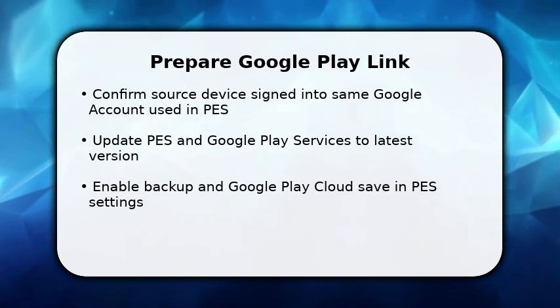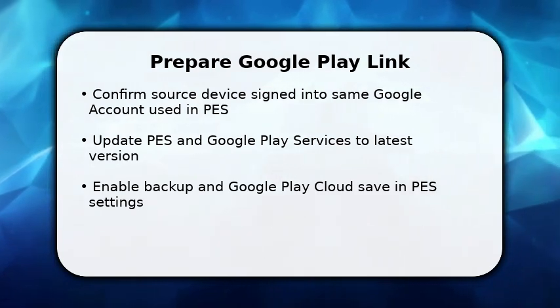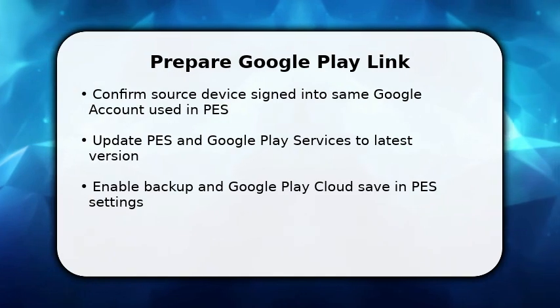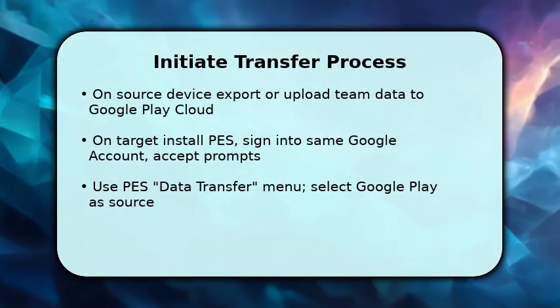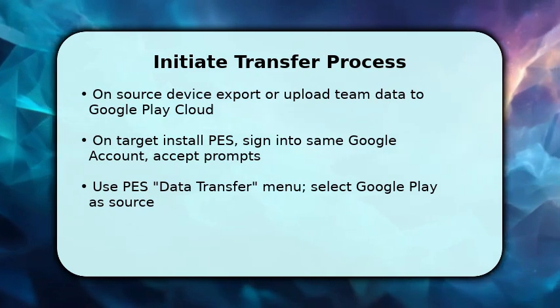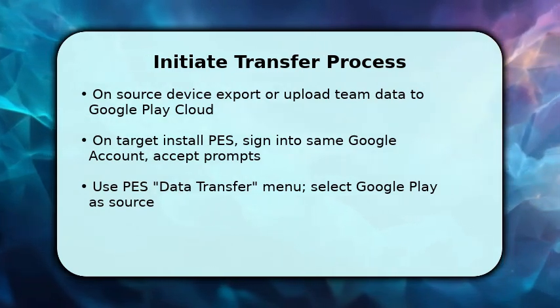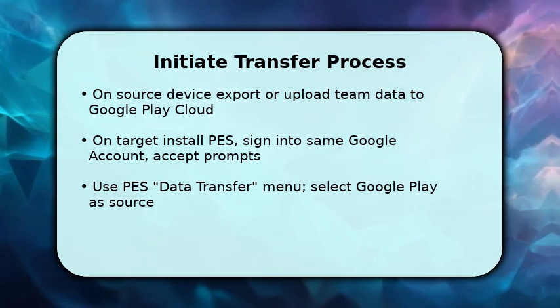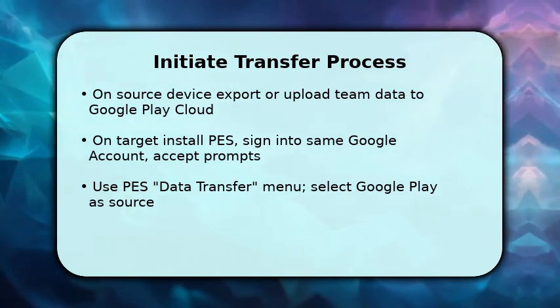If you skip updates, the cloud save may be incompatible, so update first and then create the manual cloud save before you perform the transfer. On the source device, open PES and choose Upload or Export to Google Play Cloud. Wait until it confirms the upload is complete.